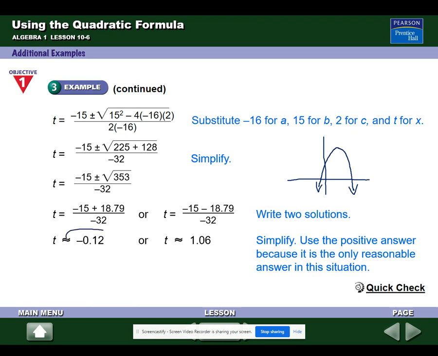Your -0.12 is this solution. Your +1.06 is this solution. And right here would be the initial height of 2. Now I haven't drawn it to scale, but these are the important points. Only this one makes sense to be the answer to this question. So about 1.06 seconds.